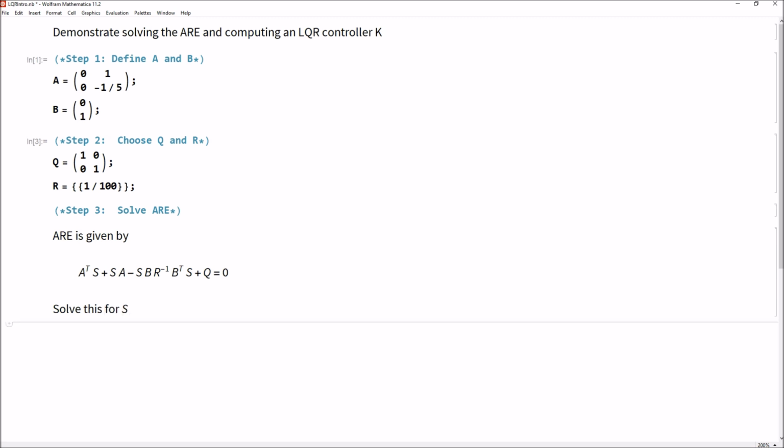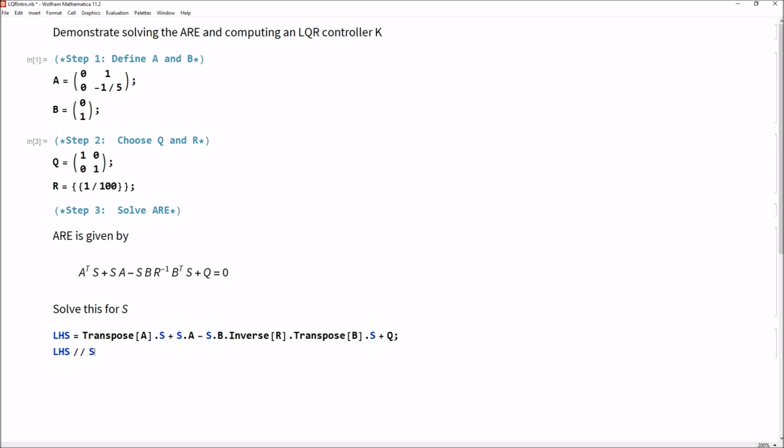Okay, so let's go ahead and compute the left-hand side of that expression first. So the left-hand side here is what? It's just transpose A times S plus S times A minus S times B times inverse of R times transpose of B times S plus Q, right? So that's the left-hand side here.